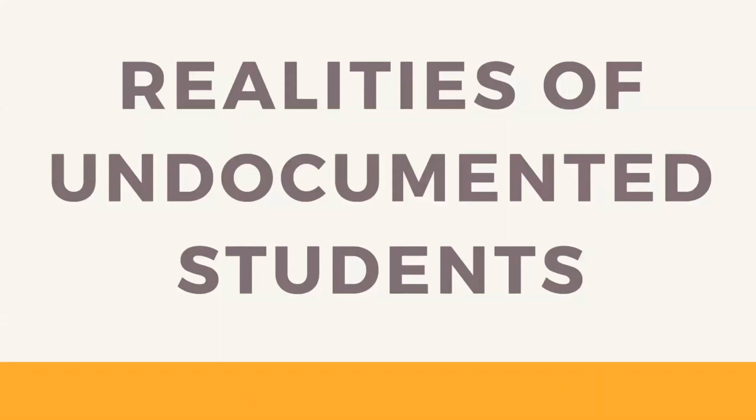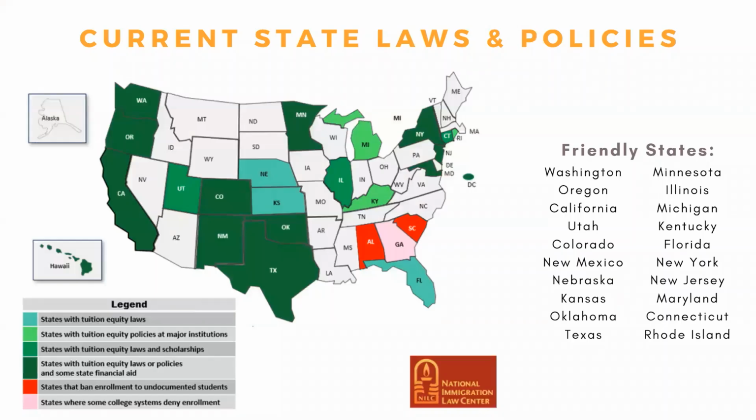Many of the realities of undocumented students need to be discussed. Currently, the state laws and policies across the U.S. vary. As you can see in this chart, states that are marked a darker shade of green are states with tuition equity laws or policies and some state financial aid, like the state of Texas, New York, Minnesota, Washington, and California. While other states like Alabama and South Carolina and Georgia are states that ban enrollment to undocumented students, or states where certain college systems deny enrollment altogether. If you're considering moving after high school, make sure you do some research about the places that you're moving to, so you know the kind of institutional representation that might or might not exist.